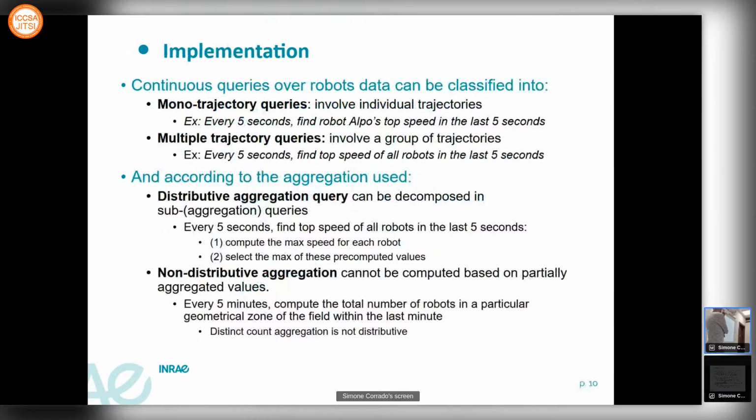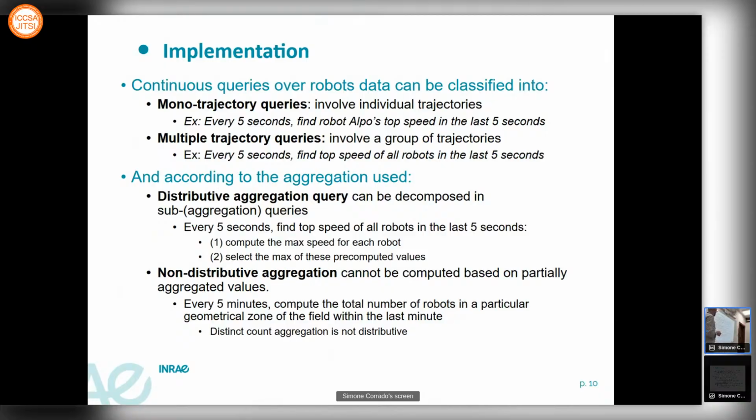Before going on, the idea is that we try to classify these kinds of queries, because we want to see how to implement them. We can say that we have two kinds of queries. Mono-trajectory queries use only one trajectory; we are interested in only one robot, for example whether the engine of the robot is good or not. And multi-trajectory queries, where we need to use multiple robots, for example, are our robots colliding?